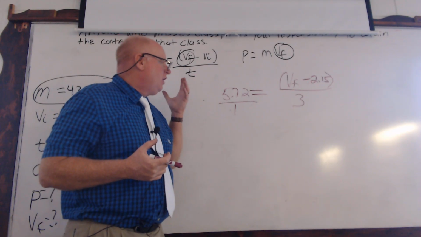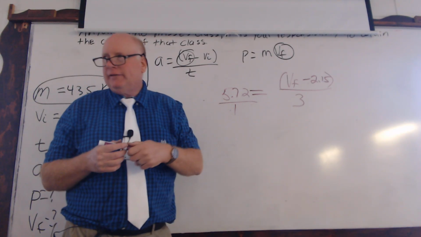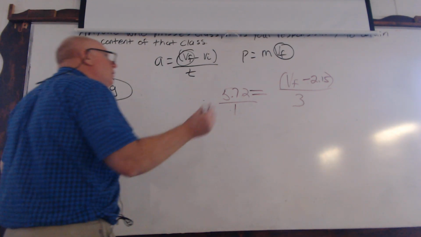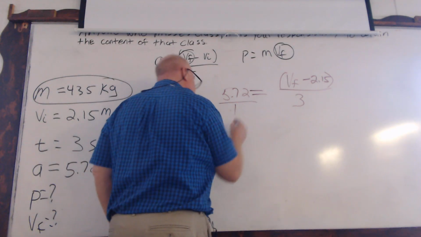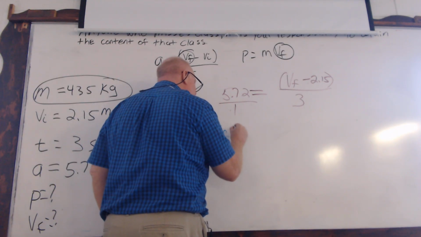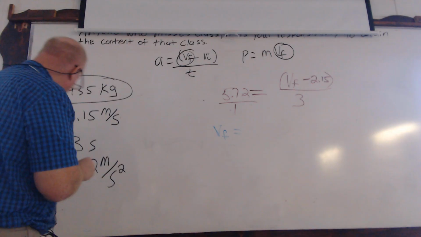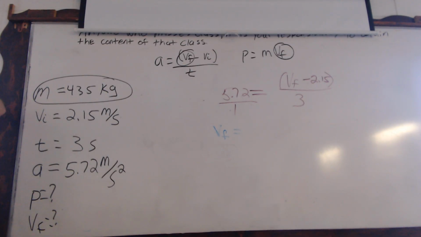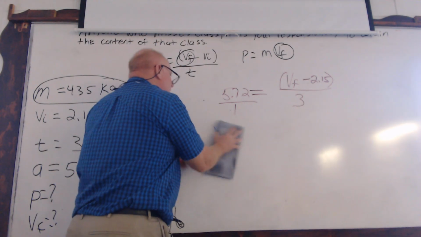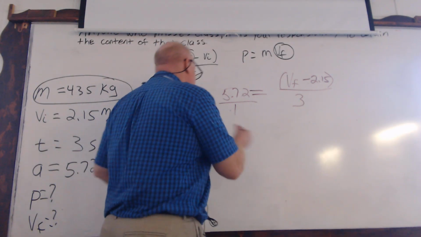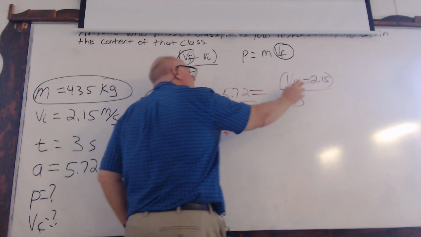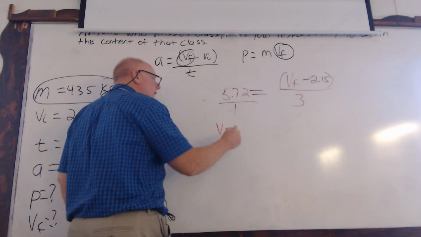So if we cross multiply, what is 1 times VF? It's just VF. That's true with anything. A number times a variable or a number times a number, it's just going to give you the same thing. So VF equals... That's not showing up very well, so that's why I'm erasing it. So VF, okay, what's 1 times a negative 2.15?